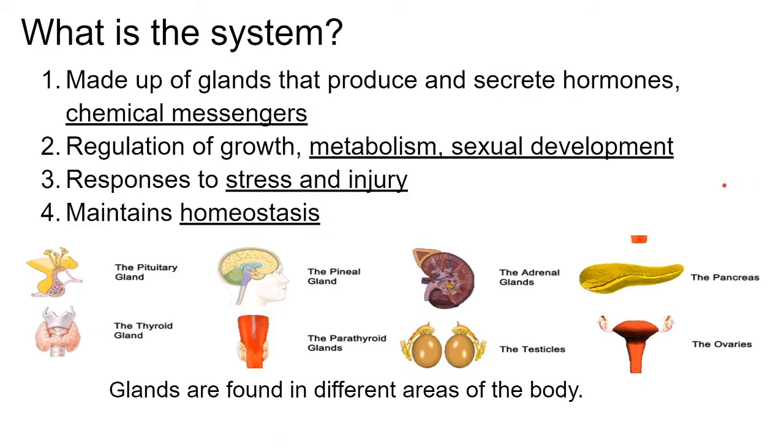What is the system? It's made up of the glands that produce and secrete hormones. It helps to regulate growth, metabolism, and sexual development. It responds to stress and injury. And it works to maintain homeostasis.